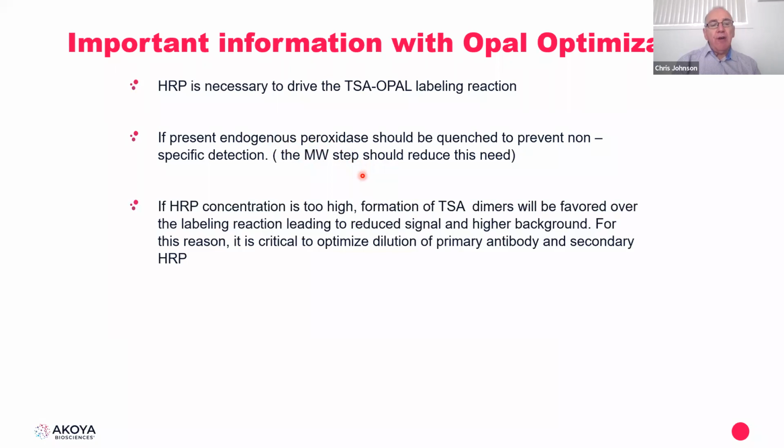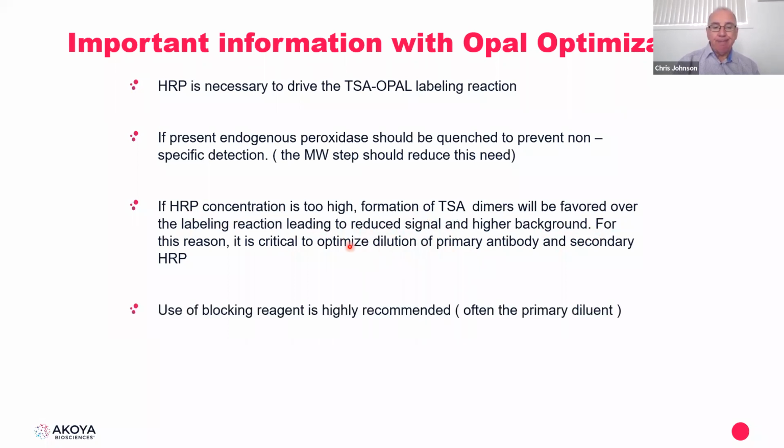If the concentration of horseradish peroxidase, that is the secondary you're using, is too high, then you'll get the formation of too many dimers, and these will lead to somewhat reduced signal staining and a bit of a higher background, because they've got more protein around to collect because of the higher HRP concentration. So for this reason, it's critical to optimize your dilution for your primary and your secondary HRP. And the use of blocking agents is highly recommended.